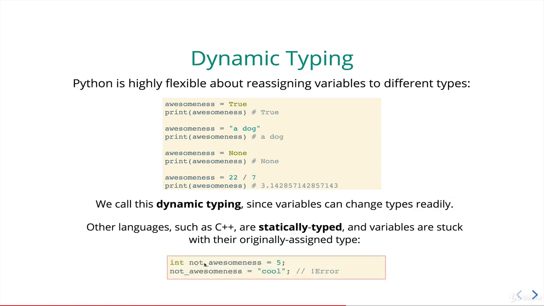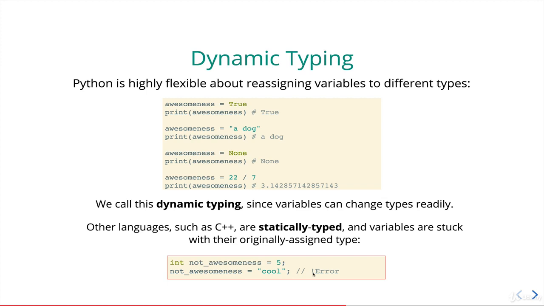We have a variable called not_awesomeness. We're setting it equal to the number 5. But we actually have to say ahead of time, this is an integer. It's always an integer. And in C++, also notice the semicolons, it's going to always expect it to be an integer. So we could change it to 7 or 20 or 1 million. But if we tried to change it to a string, like cool, it would throw an error and break our code.